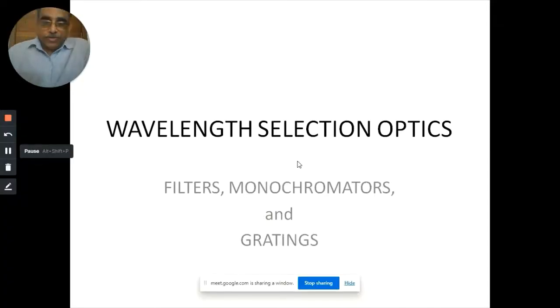Recall that we have been discussing the basics of fluorescence spectroscopy, and then we discussed the instrumentation part of fluorescence spectroscopy, and the light sources that are generally used in photophysical and photochemical experimentation and instrumentation. Today, as a part of those instrumentation components, we are going to look at the wavelength selection optics, where we will focus on filters, monochromators and gratings.